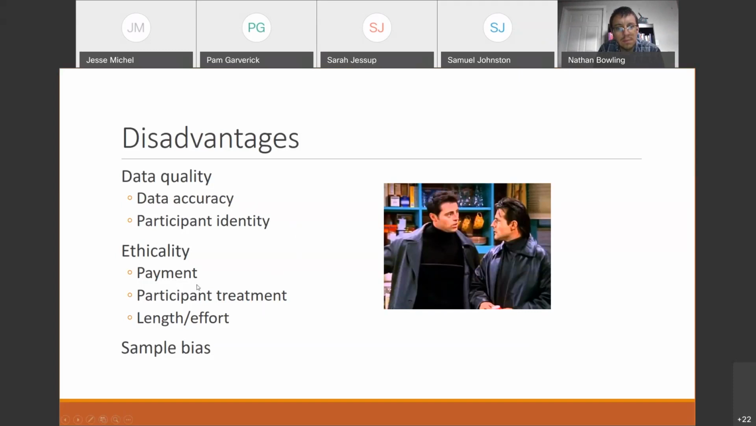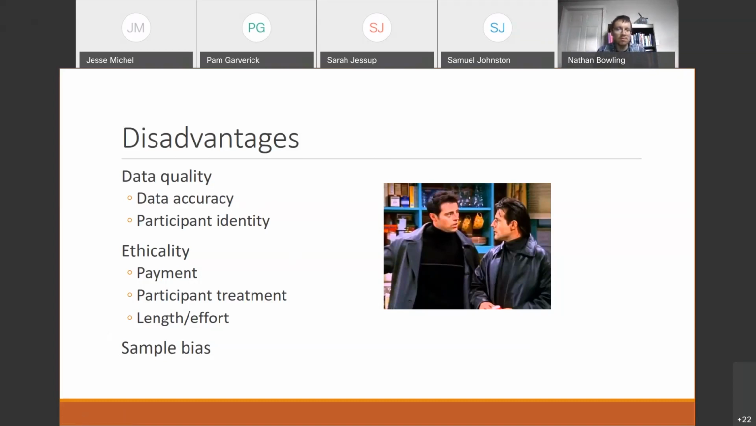Ethicality. Again, I just try to be ethical and make sure that I pay them at least minimum wage. Participant treatment, right? So I try to be conscious, like with any study that passes IRB. I even pay participants if they drop out, because I say ethically I need to pay them.